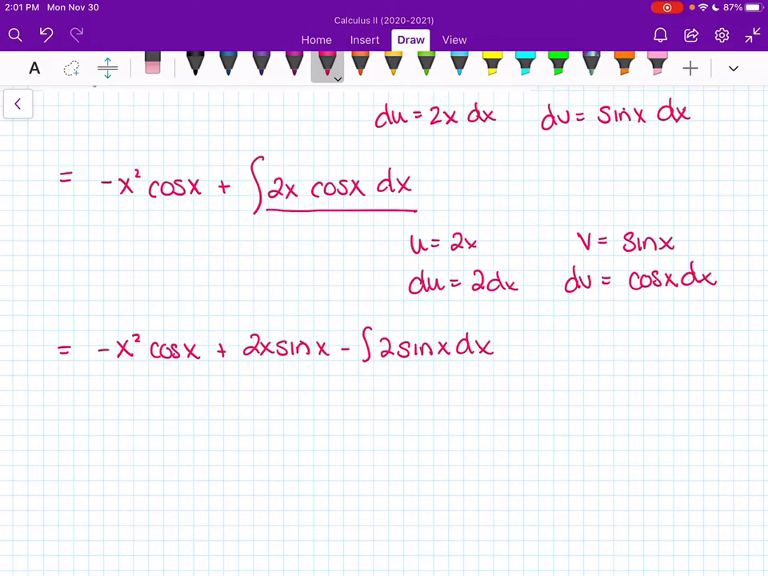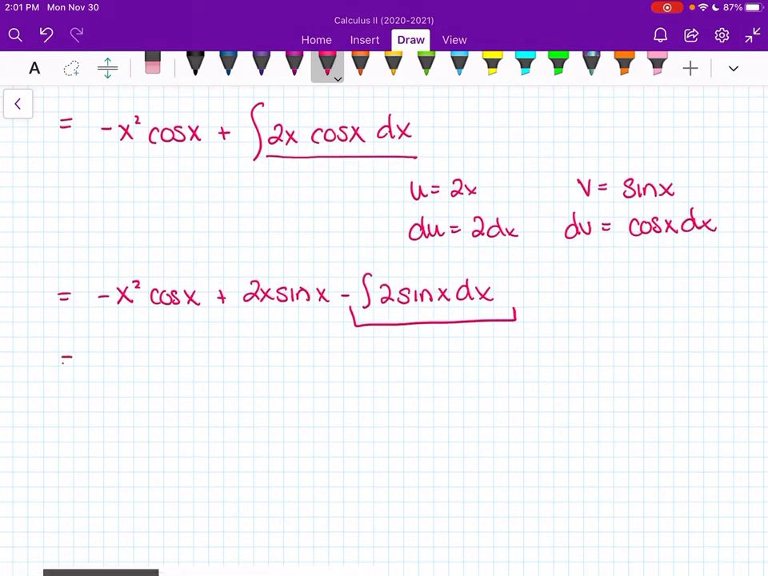And then I can look at this and I can see that I can actually take that integral without integration by parts. So I get negative x squared cosine x plus 2x sine x plus 2 cosine x. And now that I've gotten rid of the integral, I need to make sure I have my plus c. So there is my final answer.